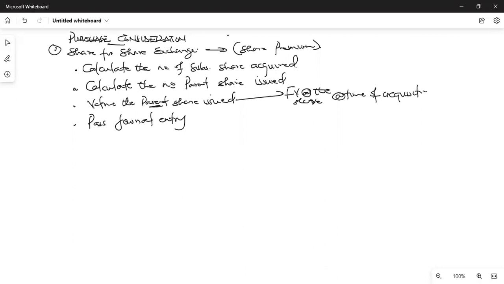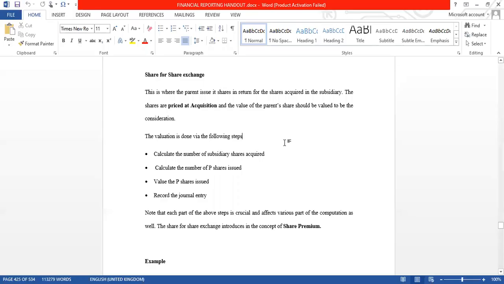Remember, it will give rise to a share premium. If you pass your journal, you say, so this is what I want to do. Hope you can see this. And these are the procedures that I've mentioned for you. The most important thing here is that after you've passed it, there is introduction of share premium. So know that.